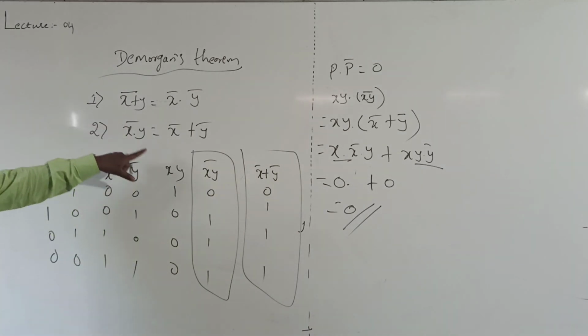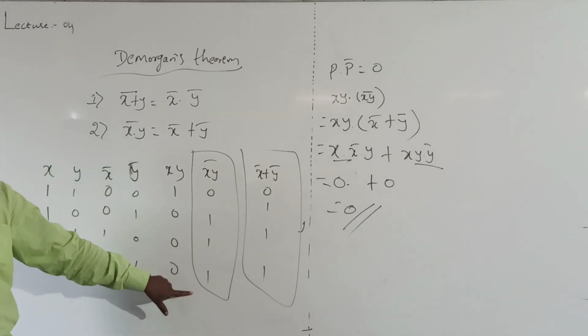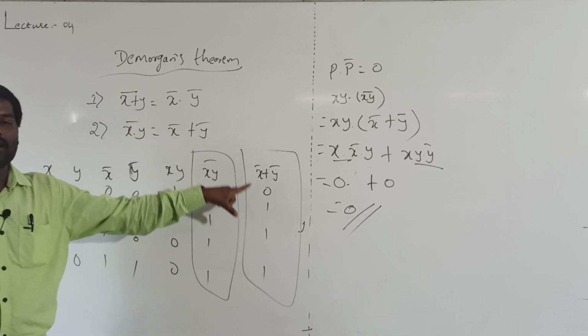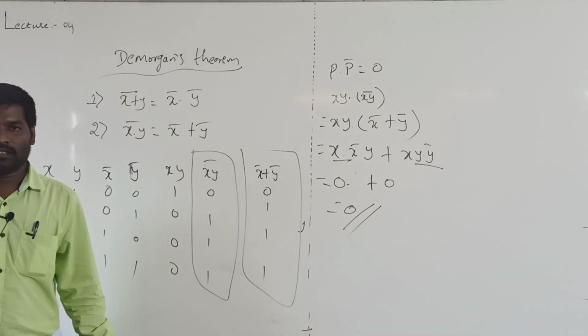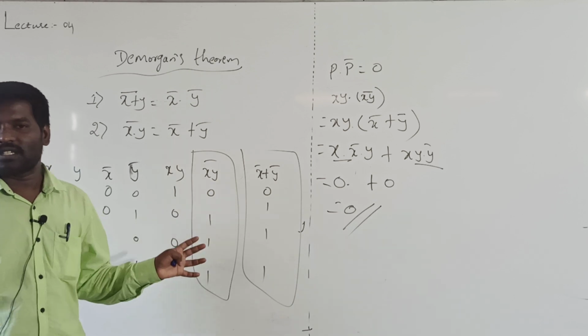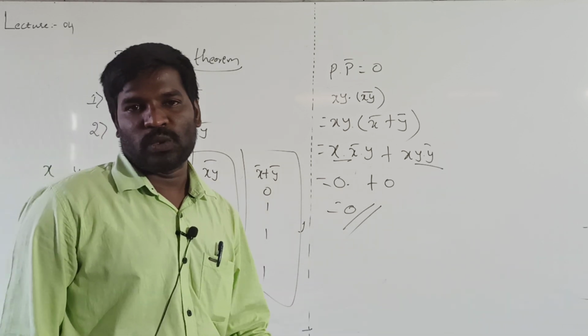The x into y whole bar column is 0, 1, 1, and the x bar plus y bar column is again 0, 1, 1. Hence, using the truth table also, it is proved.